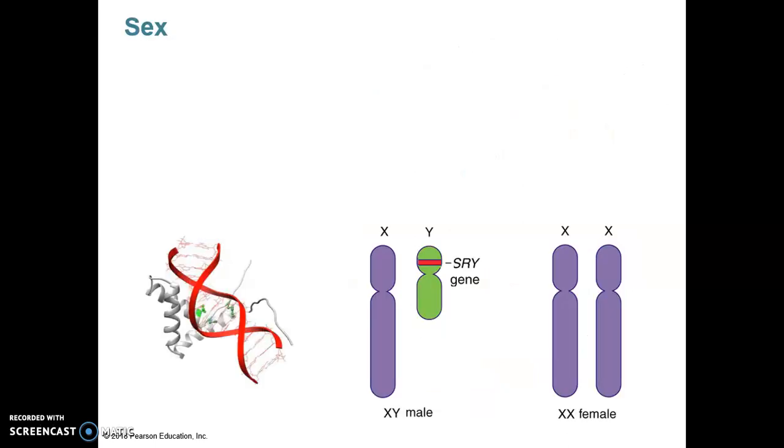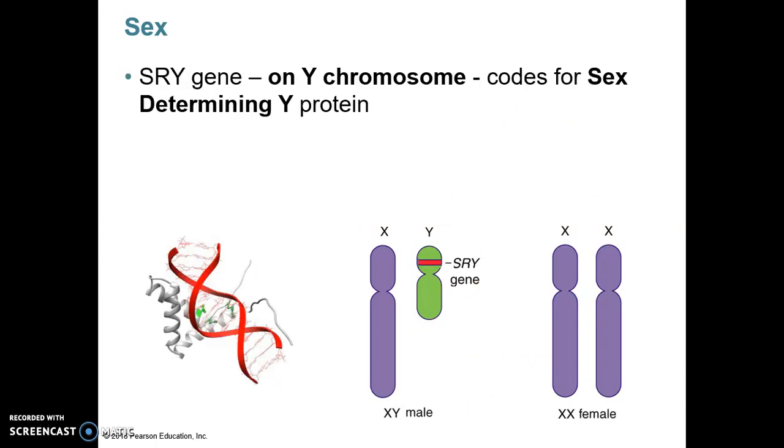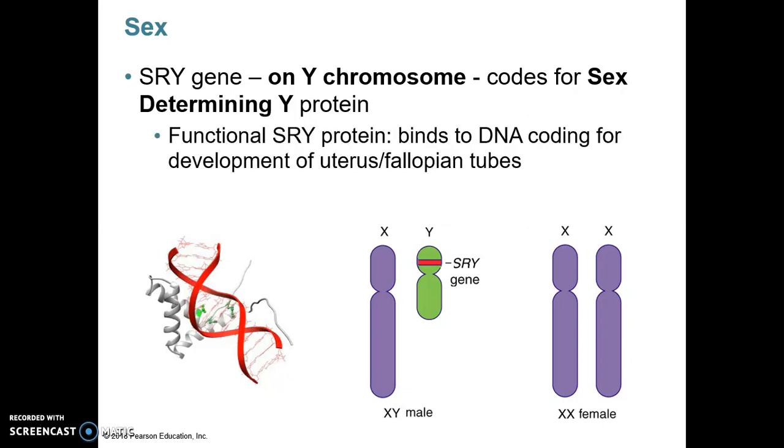What actually causes male genitalia to form is the SRY gene. That's found on the Y chromosome, and the SRY gene creates the SRY protein, or the sex-determining region Y protein. When developing in the womb, we're all female by default. Every man has the genes for a uterus and for a fallopian tube. But the SRY protein attaches to those genes and inactivates them.